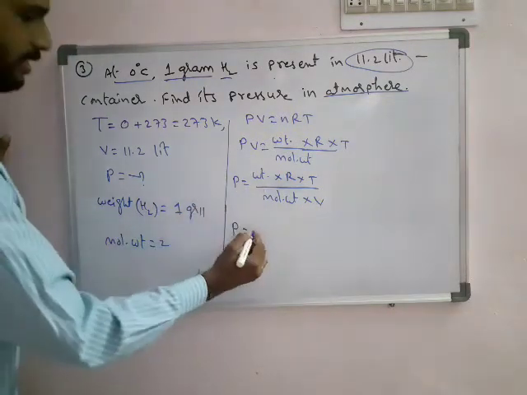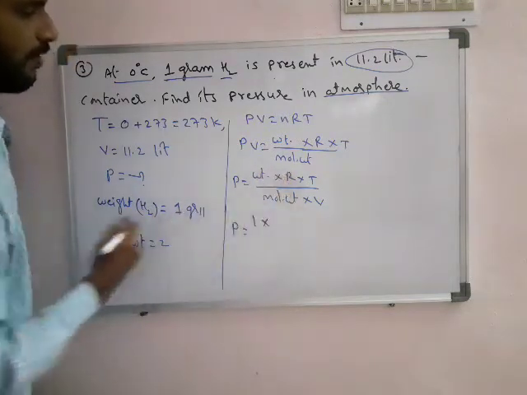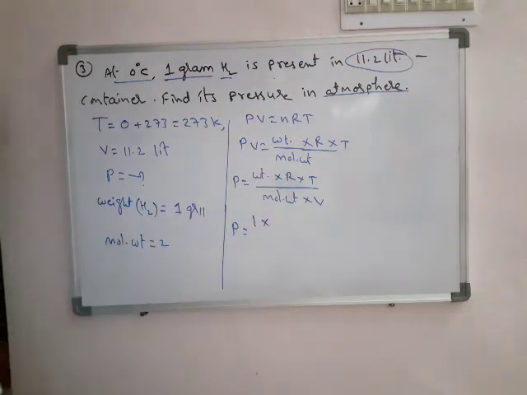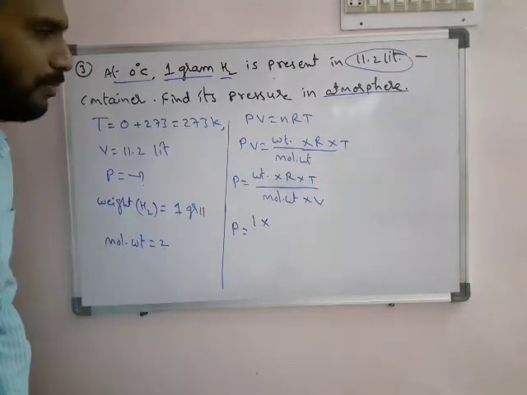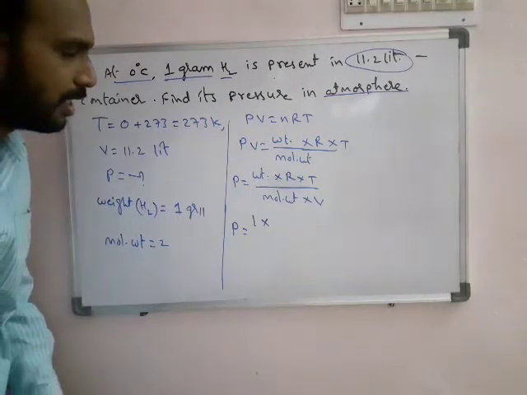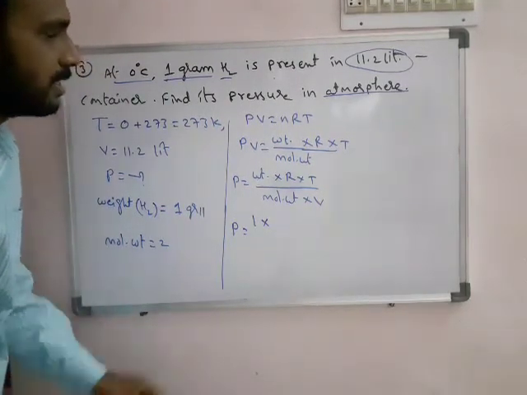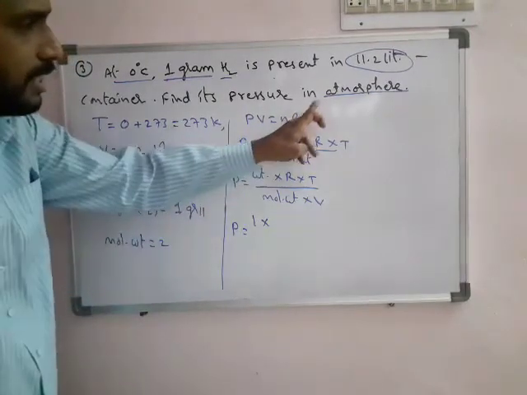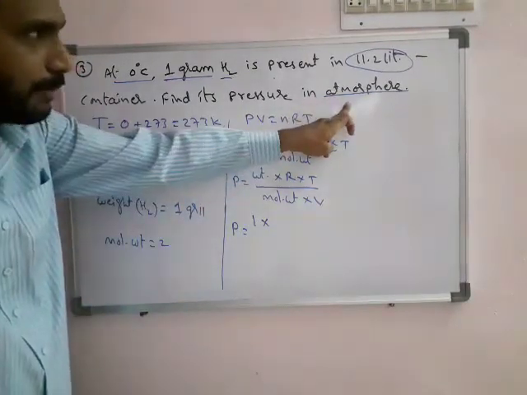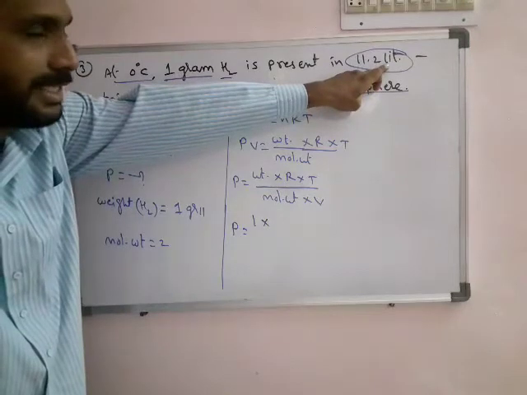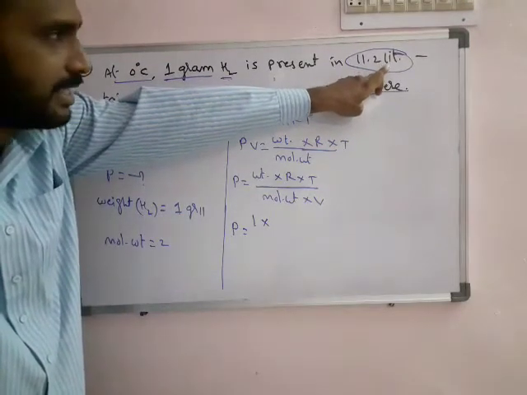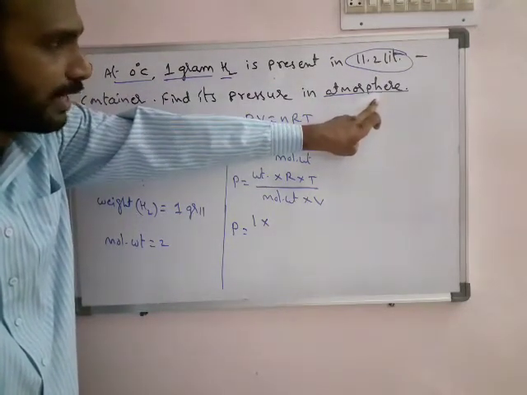What is the weight in grams? 1 gram. What is R value? So here important, we know many number of R values. So which value we need to take means here a clue is given. The pressure you should calculate in atmosphere and volume being given in liters. Volume is given in liters. Pressure we need to find out in atmosphere.